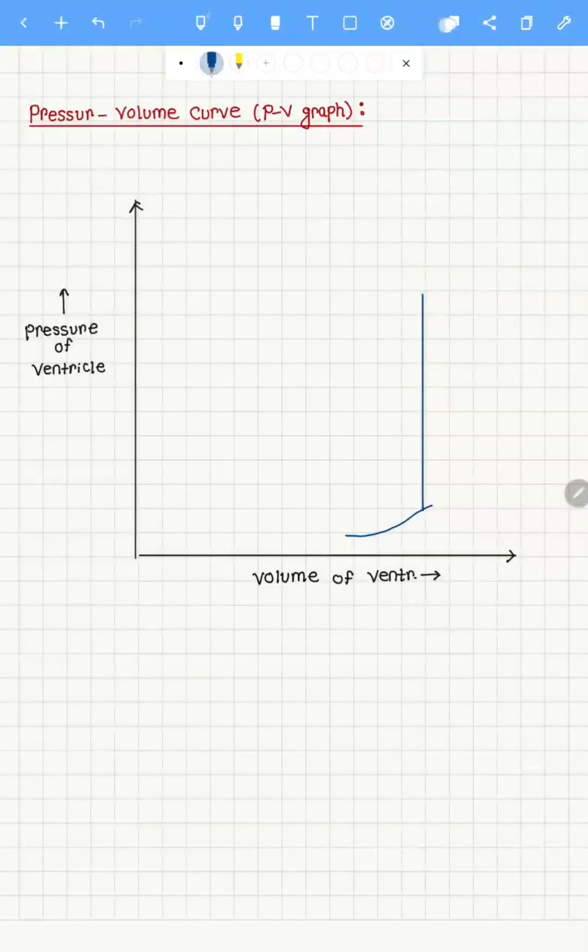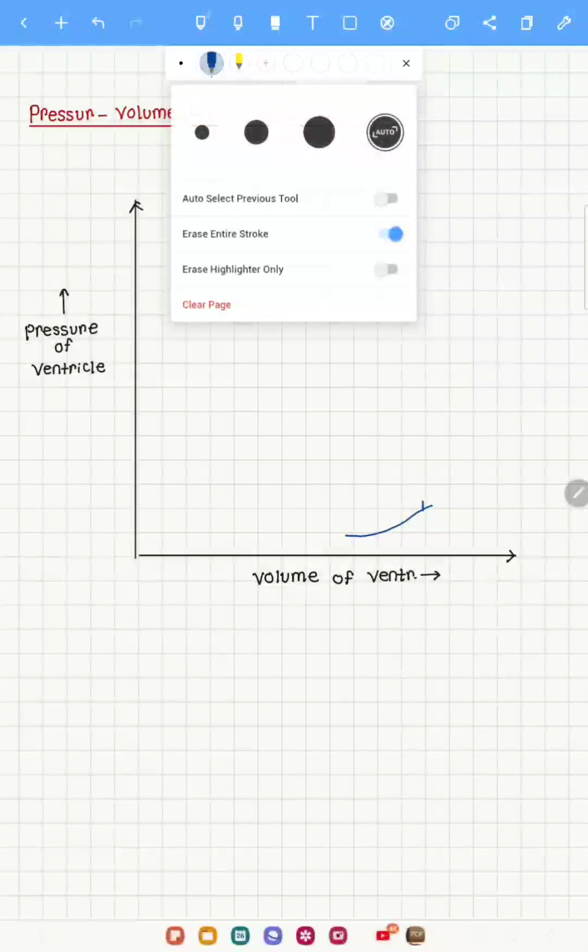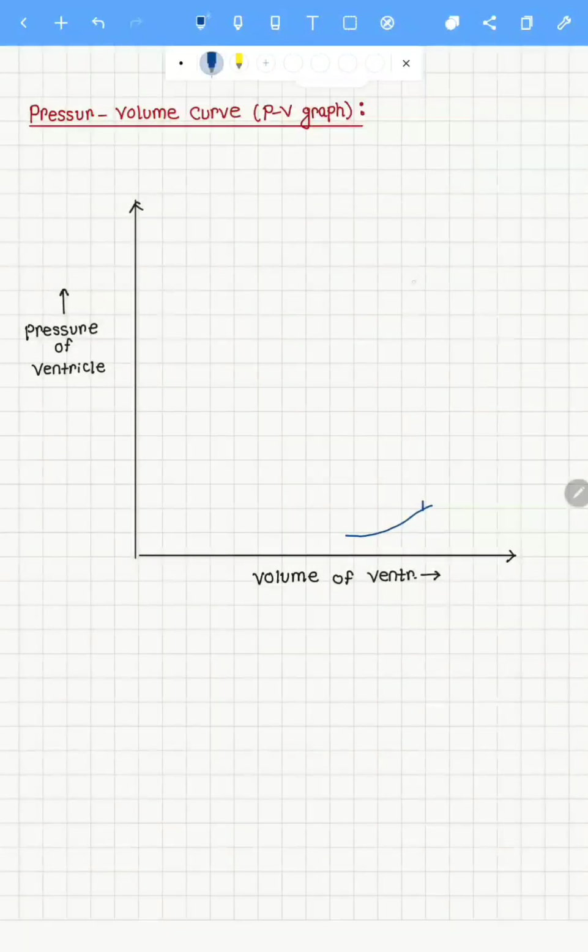So let's draw the rapid ejection phase. So this is the isovolumetric contraction, isovolumetric contraction and the rapid ejection phase. This is the rapid ejection phase. After the rapid ejection phase, the force of blood will slow down, and the pressure of the ventricle also will go down, and the volume will obviously go down. So pressure will decrease, volume will decrease. So let me draw the slow ejection phase that comes after the rapid ejection phase. So that is the slow ejection phase.